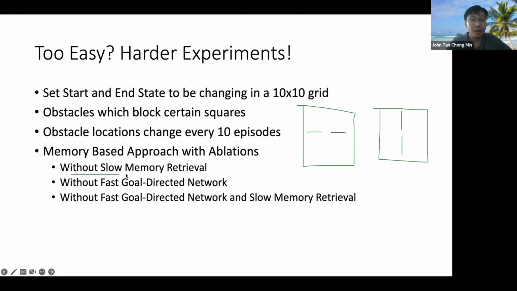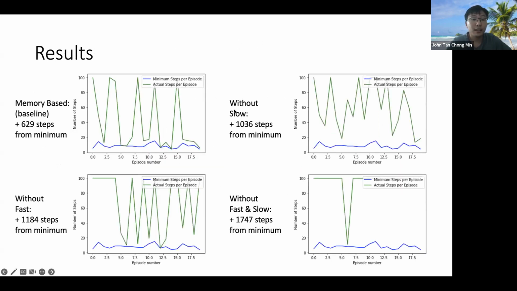So we test the memory approach with some ablations: without the slow memory, without the fast, and without the fast and slow. And we can see that this is what we get. So the baseline is, okay, still a little jumpy because I didn't give it enough time to stabilize. But if we let it run enough time, soon it'll reach the minimum, or very close to the minimum. Okay, so it's like plus 629 steps from the minimum because of all this plus 100 here.